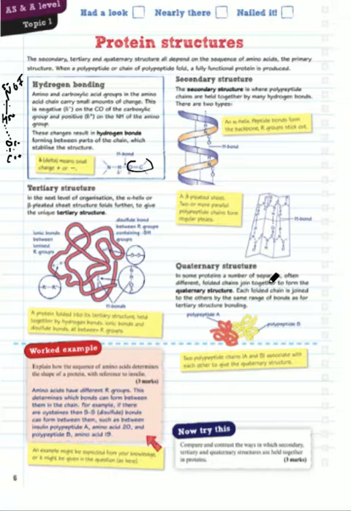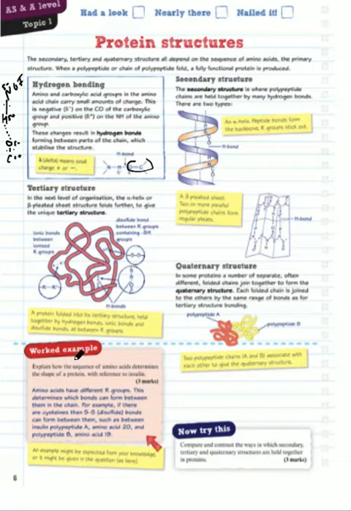Now, the quaternary structure. In some proteins, a small number of separate, often different, folded chains join together to form a quaternary structure. Each folded chain is joined to the others by the same range of bonds as for the tertiary structure bonding. What that means is that in the quaternary structure, all you have is two or more tertiary structures that are joining together, and they join together by hydrogen bonding.